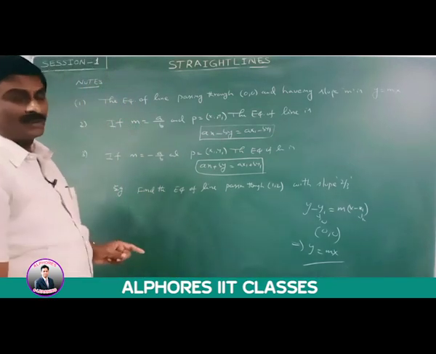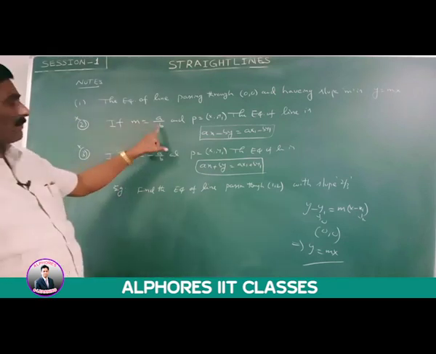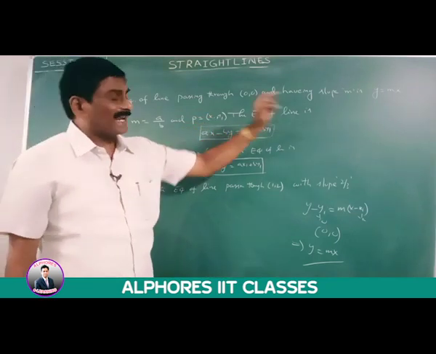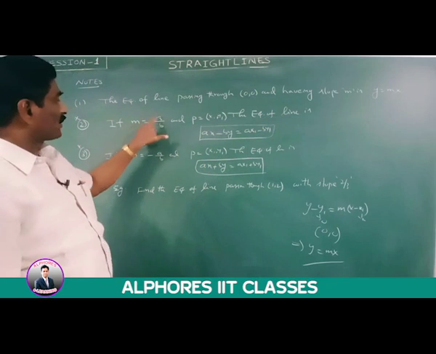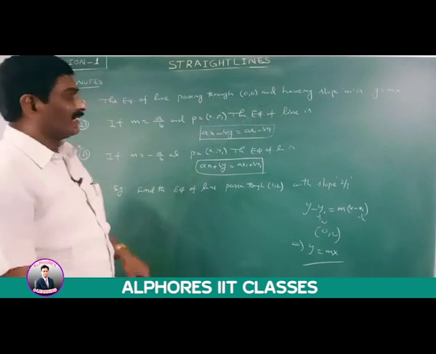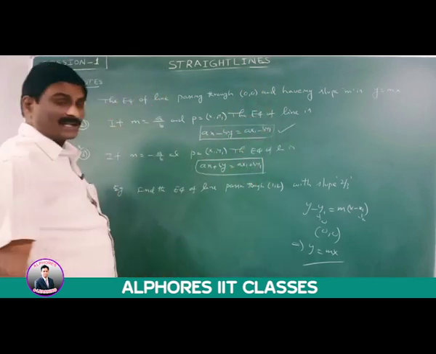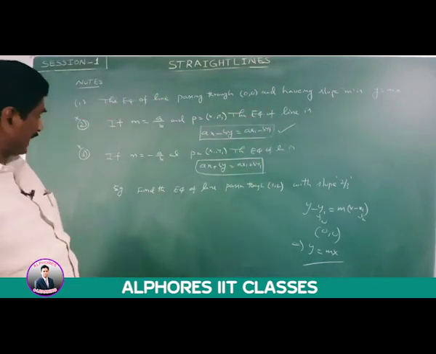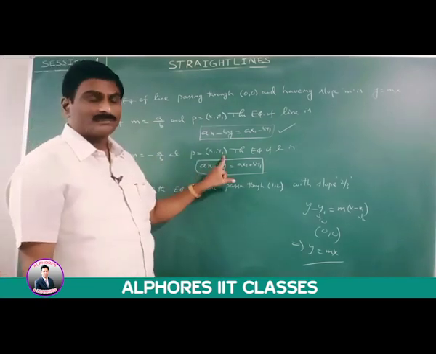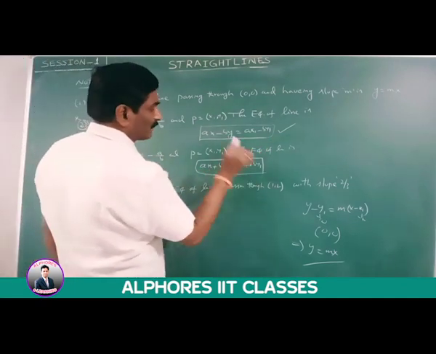Next, shortcut formula. Please note this value. If m is equal to a by b, slope is a by b, and point P is (x1, y1), then equation of the line is ax minus by is equal to ax1 minus by1. It is direct formula to find the equation of the line. Single step. Next, if m is equal to minus a by b and P is (x1, y1), then equation of the line is ax plus by is equal to ax1 plus by1. Please observe this value.